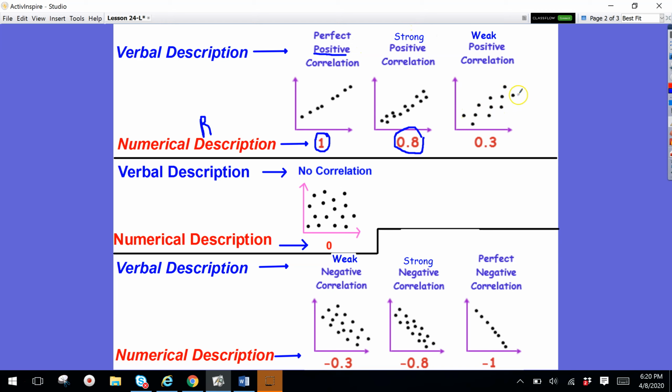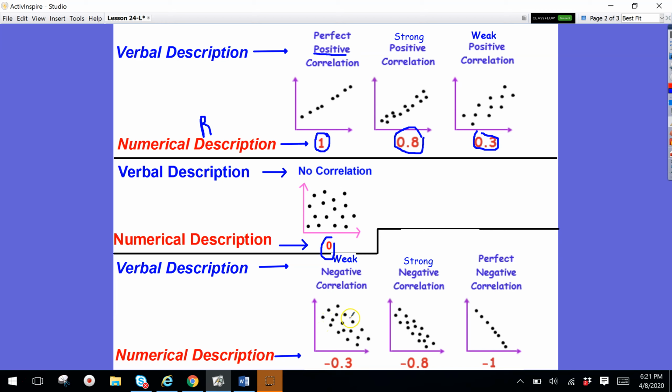Now here, my points are also going up, but they're pretty spread apart. So I would call this a weak positive correlation. And again, it's a number that is a little bit farther away from 1. If something has no correlation, so just a scatter plot with everything scattered all over the place, then we would give the R value to be 0. 0 means that there is absolutely no correlation.